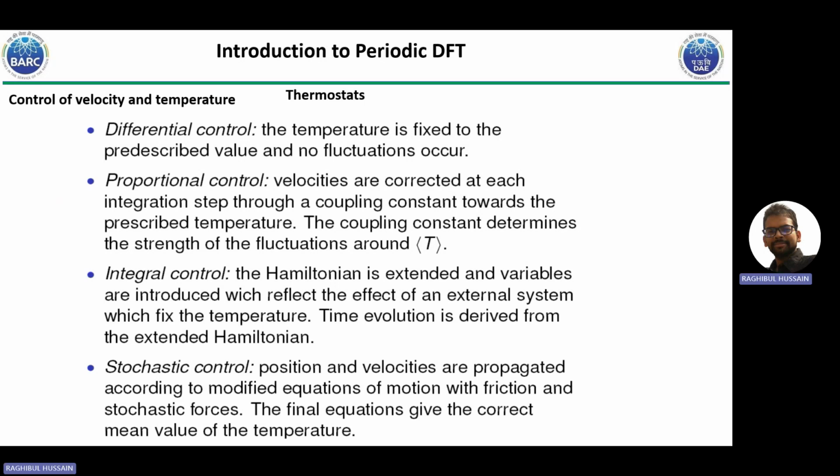Then proportional control. As I have shown you, the temperature you can calculate from the velocity, the r double dot squared. That is nothing but velocity. So you know the velocity, and I can scale the velocity. If my desired temperature is T_D, or my value is coming T, then I can use some constant so that T and T_D are corrected by some scaling value, is it or not? That is called proportional control.